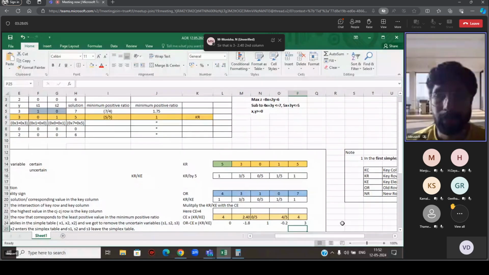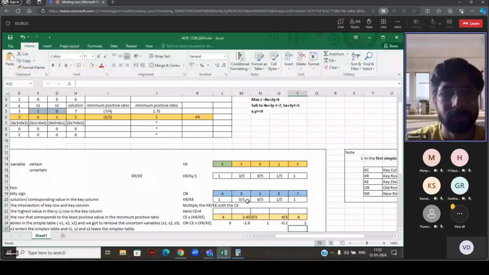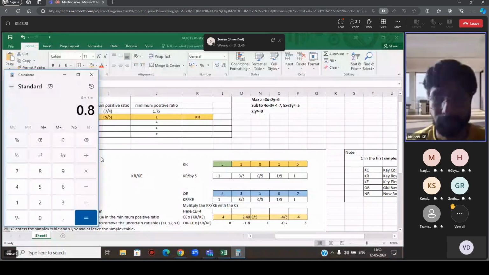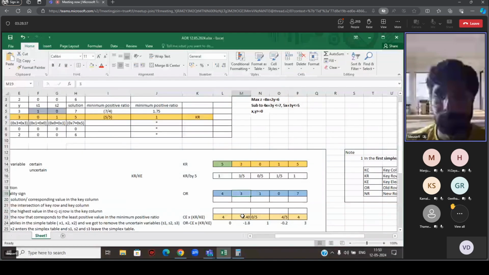Let me see if I've got it correctly. 4 minus 4 is 0. 3 minus 2.40 is 0.6. I think I've made a mistake. Let me just remove this. 3 minus 2.40 is minus 0.6. And this is 0. Sorry, I just took the previous row.